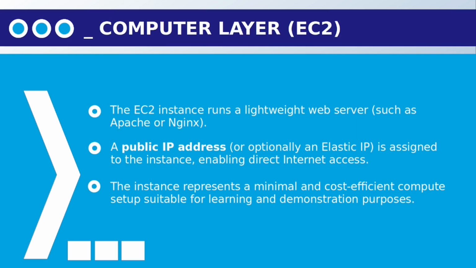Its job is simple: receive an HTTP request and return web content. This is enough to demonstrate internet connectivity and application accessibility. Next, the public IP address. The EC2 instance has a public IP address, either optional or an elastic IP. Why is this important? Because the internet cannot directly access private IPs. The public IP is required for inbound internet traffic.